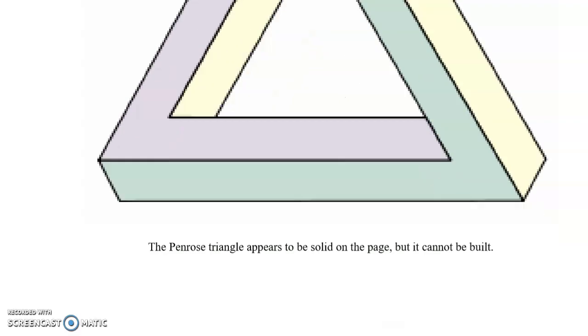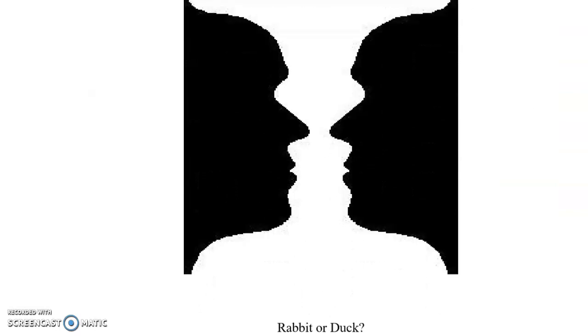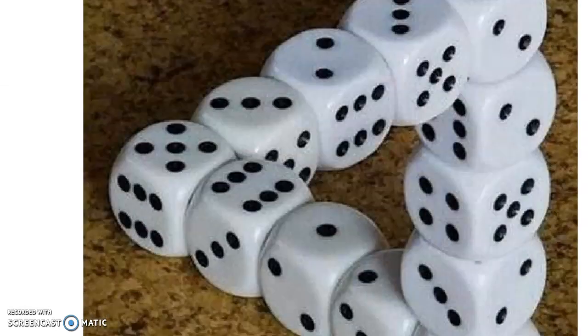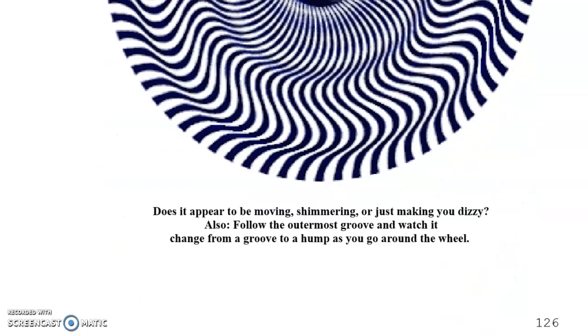And here, this triangle, you can take a look at that. Here you can decide whether you see a face or a vase. Here you should decide, are you seeing a rabbit or a duck? This one is similar to a previous, to the triangle. Check out this one here. Stare at the center and then move your head toward your screen that you're looking at, and then away, and watch what happens.